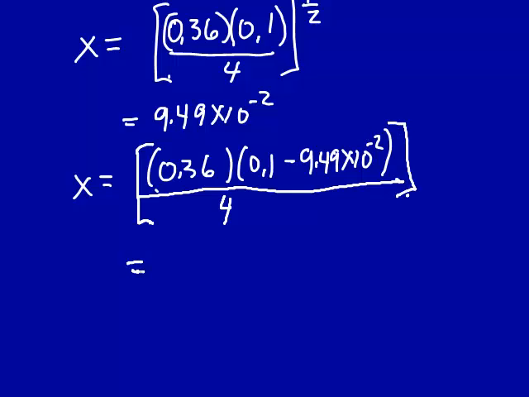And x for the second step is 2.14 times 10 to the minus 2. Oh, well, that's a big change there. It doesn't look like the successive approximation is going to converge very rapidly. Well, let's do one more step.